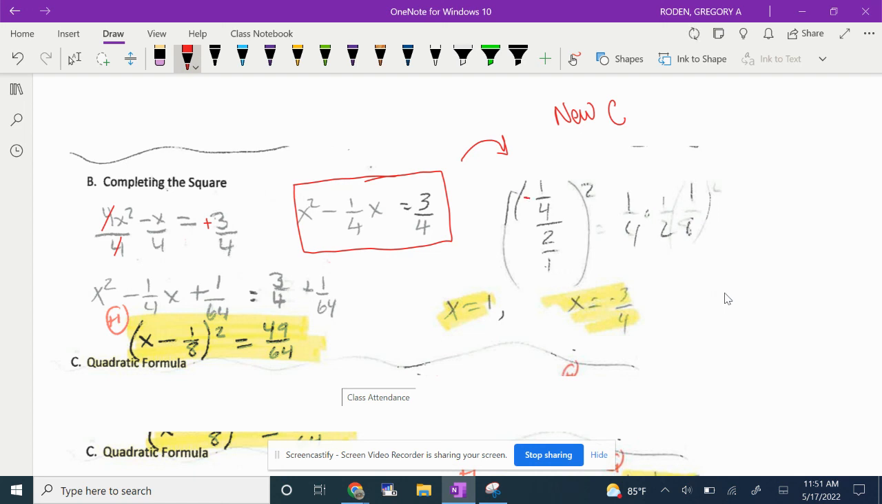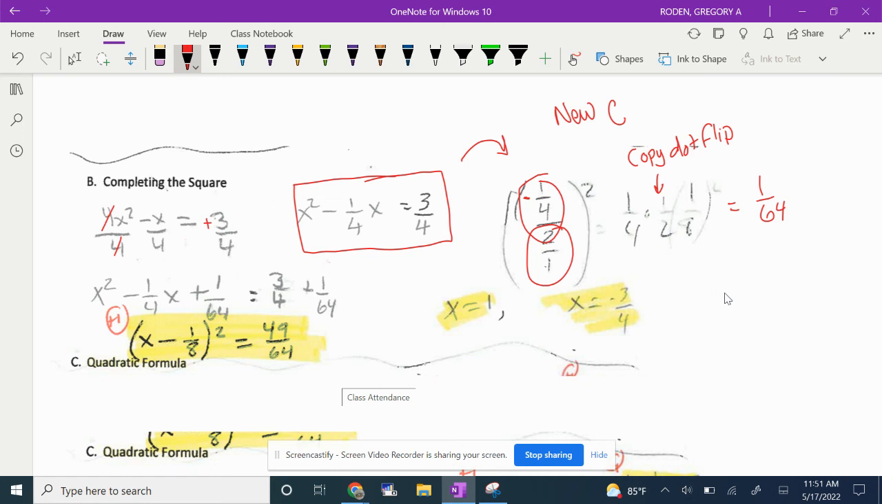All right, now after that, this is my new b. I need b over 2 squared. So this should be negative 1/4 times 2 over 1 squared. Copy dot flip. And so I get 1/4 times 1/2 is 1/8. And square it, I get 1/64. And then I have to add that to both sides.